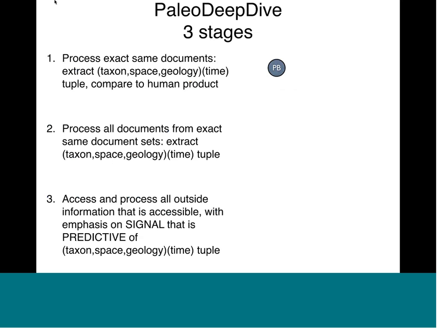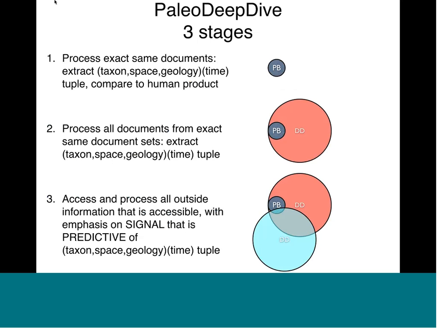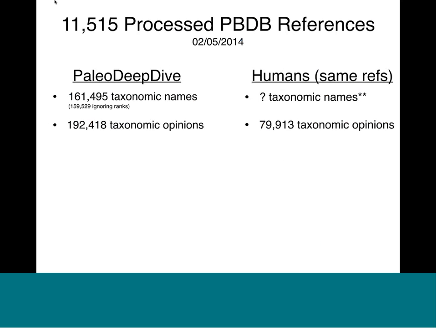There are 3 stages to this process. In the first, we're going to process the exact same documents that the humans did. We're going to extract the same facts, and then we're going to expand that to incorporate the world. And then there's the fun part at the end I'm not going to talk about, which is how it relates to the rest of the world that we don't currently think about as paleobiologists, which is awesome, but that's for another time. Just in the interest of time, I'm going to skip by this.